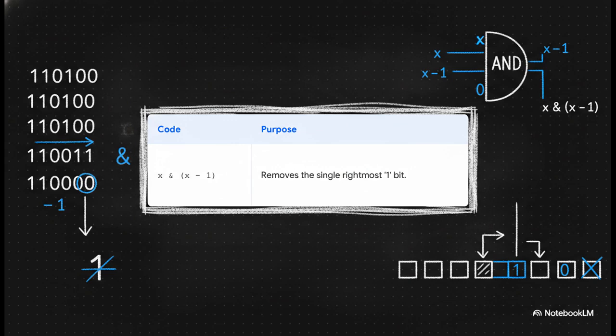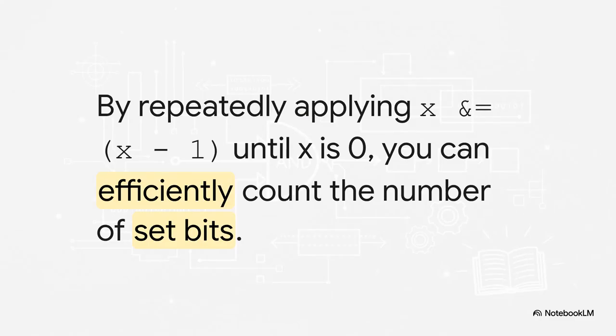And what's really cool is that this pattern leads to a highly efficient way to count set bits. You just apply this x = x & (x - 1) operation in a loop, over and over until x becomes 0. The number of times the loop runs is exactly how many set bits you had. It's way more efficient than checking every single bit one by one.